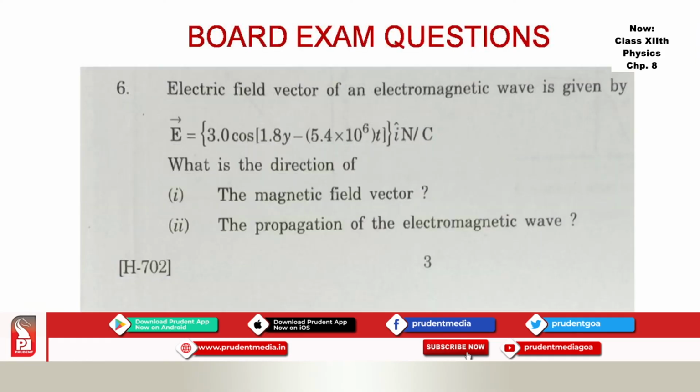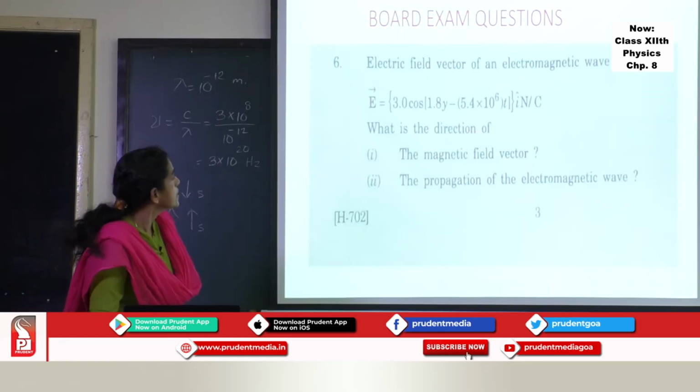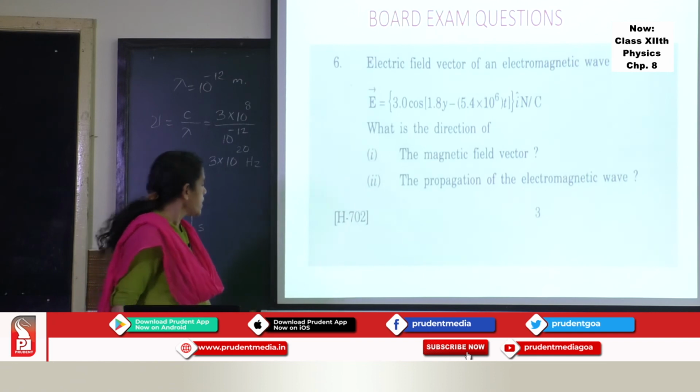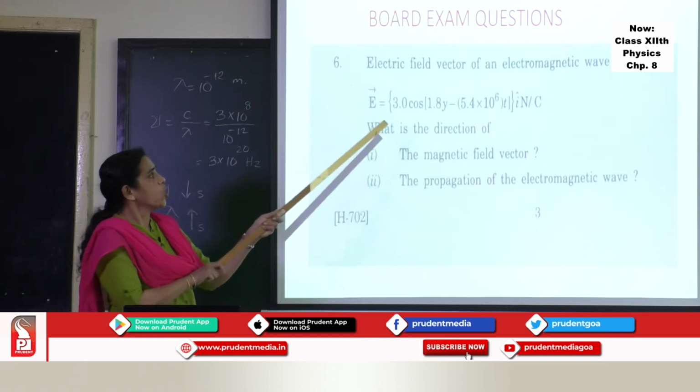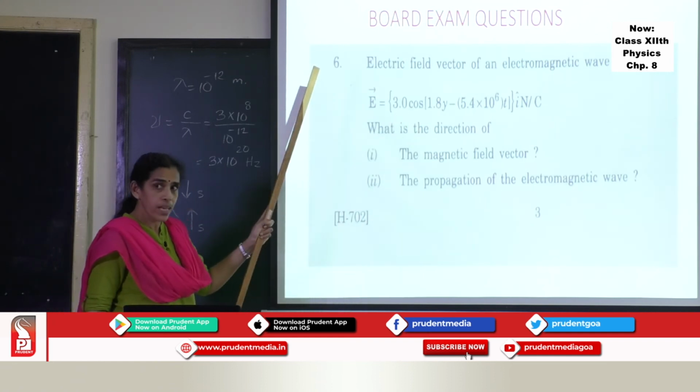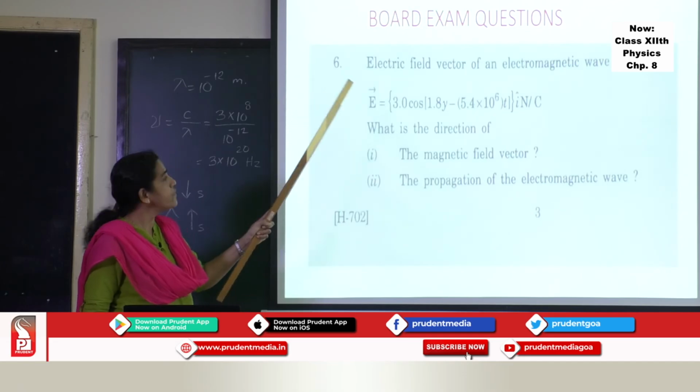Now, let us do a few board exam questions which have come. And I want to do this question, you know why? This is the question which came in this board exam, that is March 2020. This question was for 2 marks. How will we solve it? See, E is equal to 3 cos. Don't worry, in our equations we have used sine. It doesn't matter if it is cos.